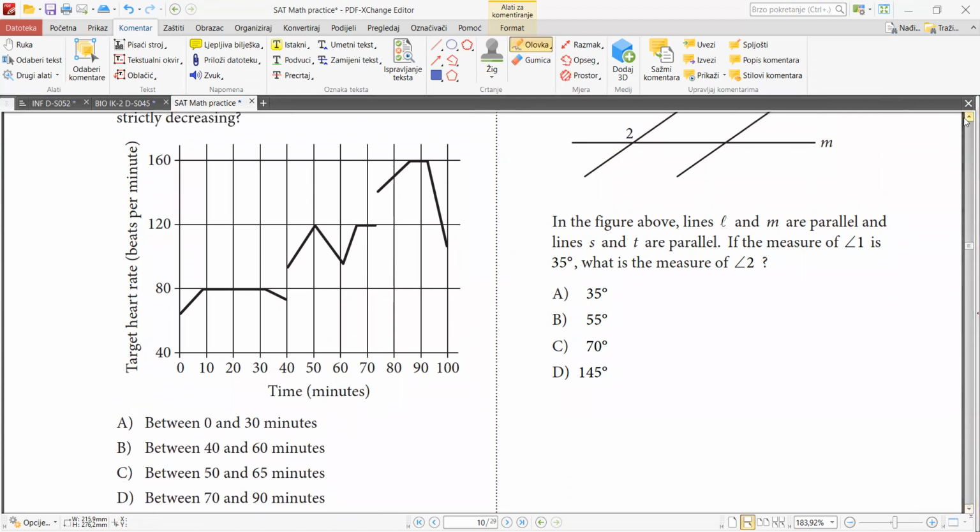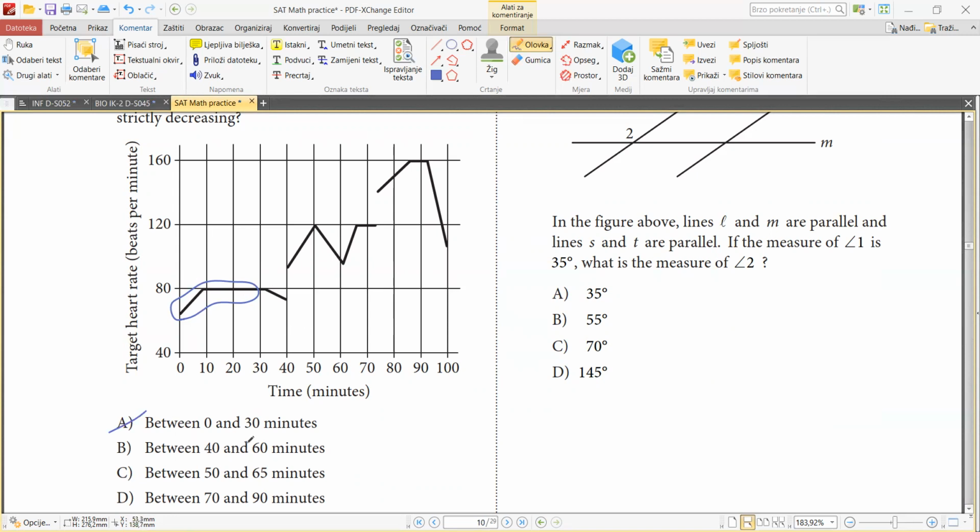So let's check our answers. Between 0 and 30 minutes. So this would be the part at the beginning as shown. So we see that it's increasing and then no change from 10 to 30 minutes. So this is not our correct answer.